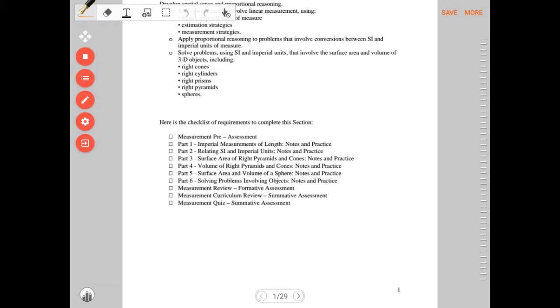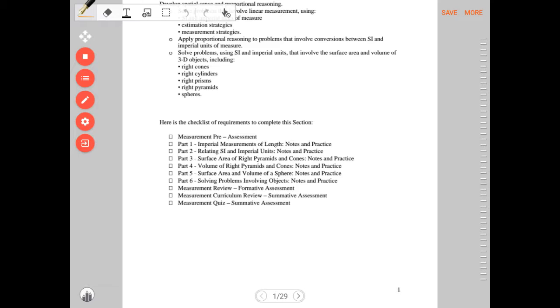Okay, after that, there are 6 parts to this chapter. So part 1 is imperial measurements of length. Then part 2 is relating SI and imperial units. Part 3 is the surface area of right pyramids and cones. Part 4 is the volume of right pyramids and cones. Part 5 will be the surface area and volume of a sphere. And Part 6 will be problem solving involving objects.